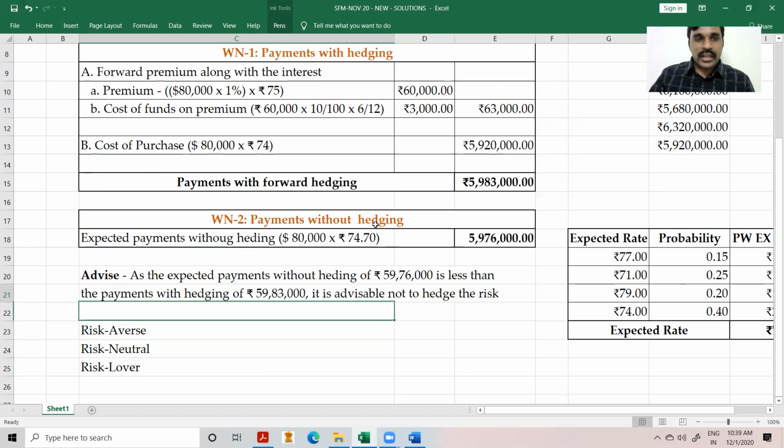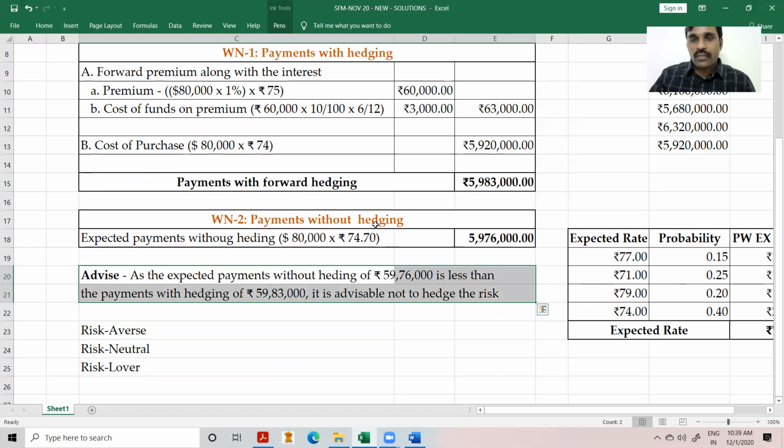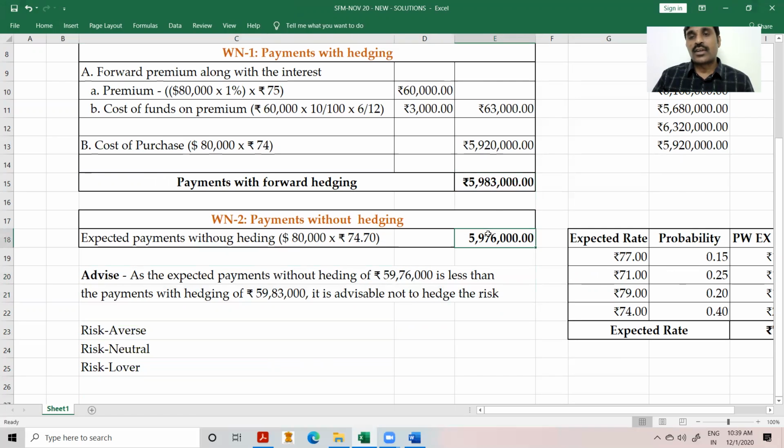So in the given case, if you take the risk, we will get the benefit. What is the benefit if we take the risk? Our cost will be saved, from 59 lakh 83,000 to 59 lakh 76,000. That means approximately 7,000 will save the cost. Without hedging means taking a risk, so because of taking a risk, you will save a cost of 7,000.